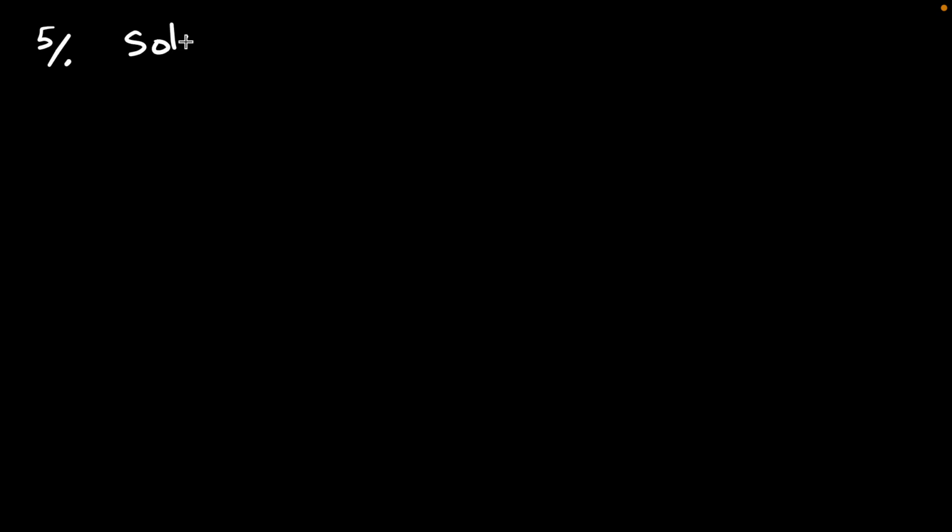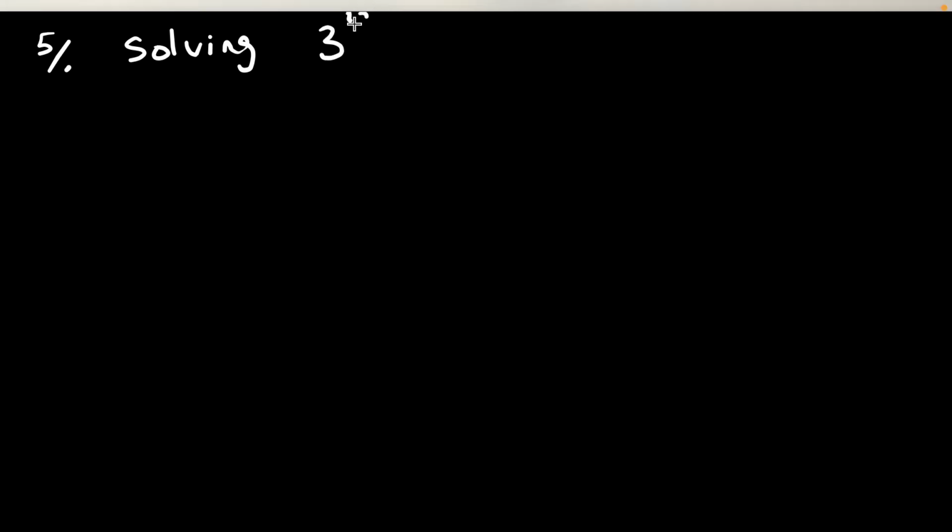We're solving 3 to the 2x. Wow, that's what happens when you're rushing. 3 to the 2x minus 9 times 3 to the negative 2x is equal to 8, right?